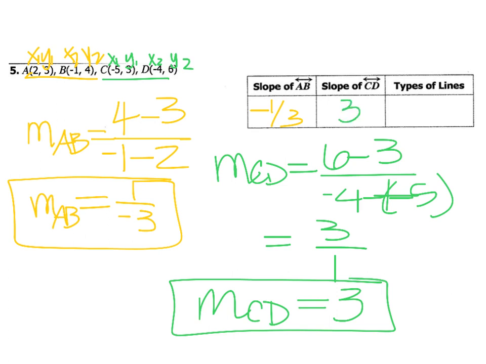All right. Now, 3 over 1 and negative 1/3 are negative reciprocals because we flip it and change the sign to get the other one. So therefore, because they're negative reciprocals, these lines are perpendicular.